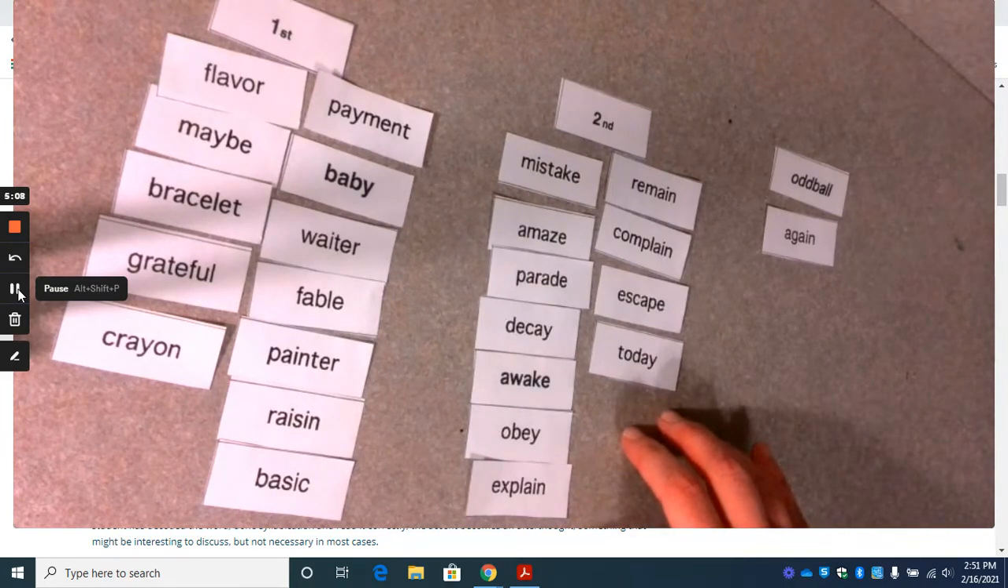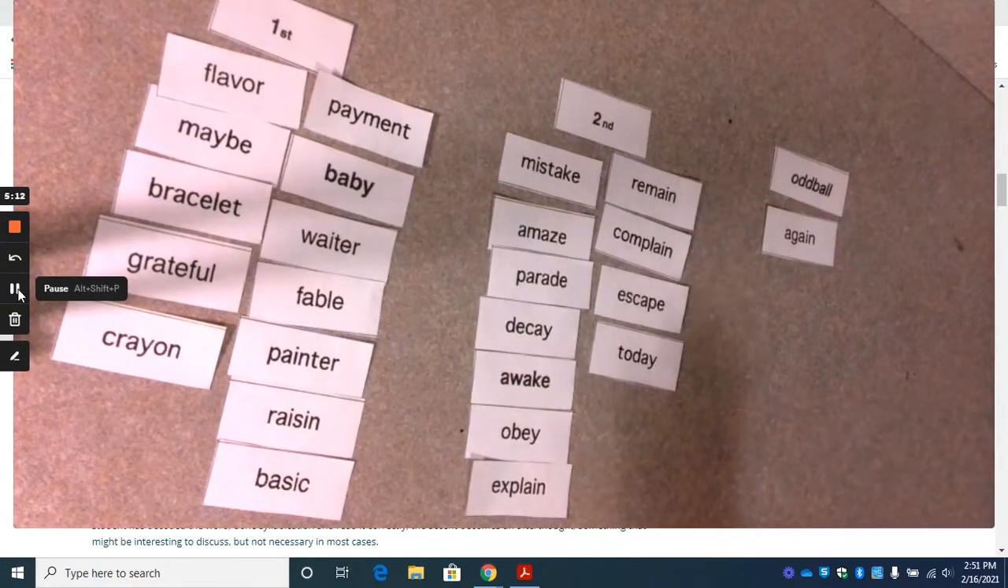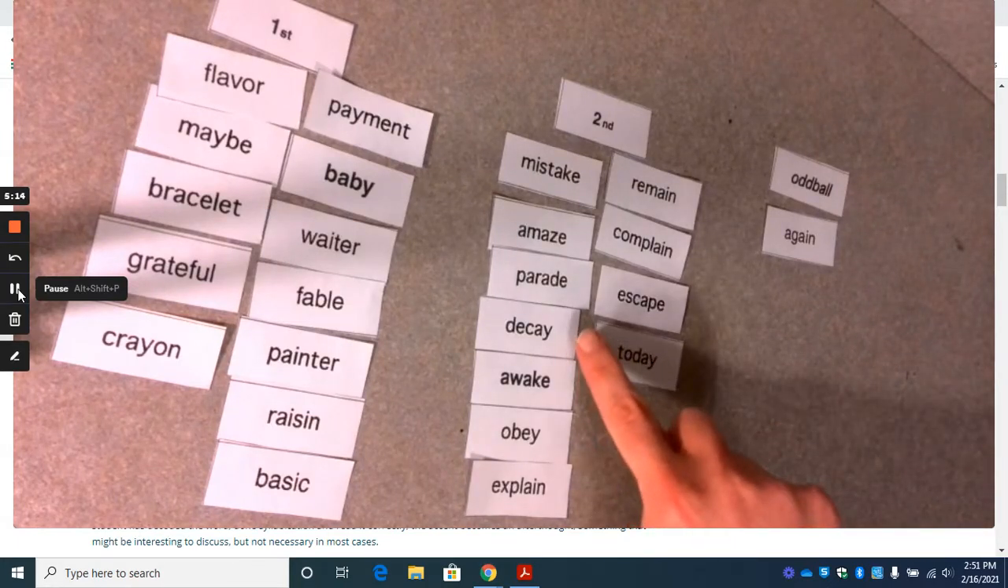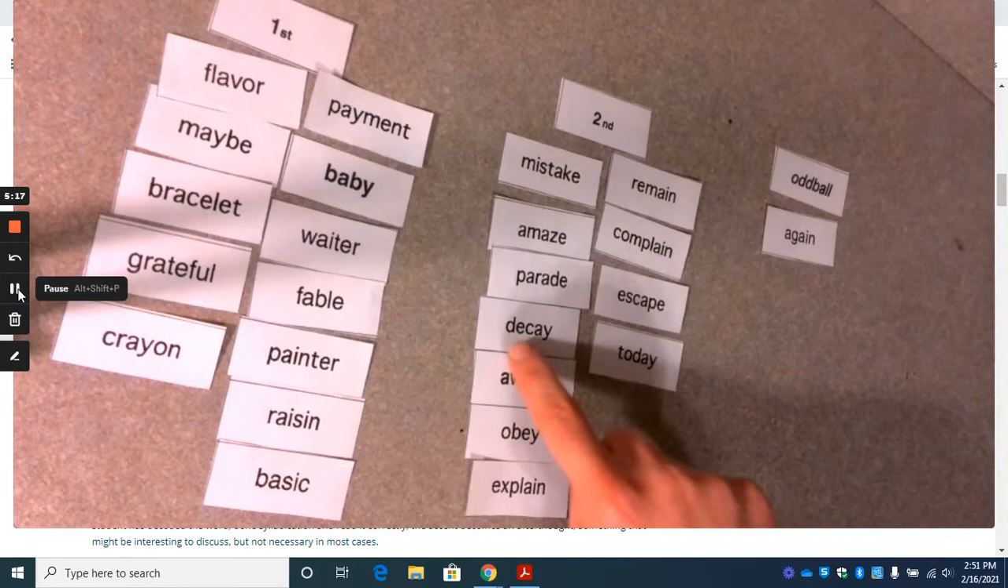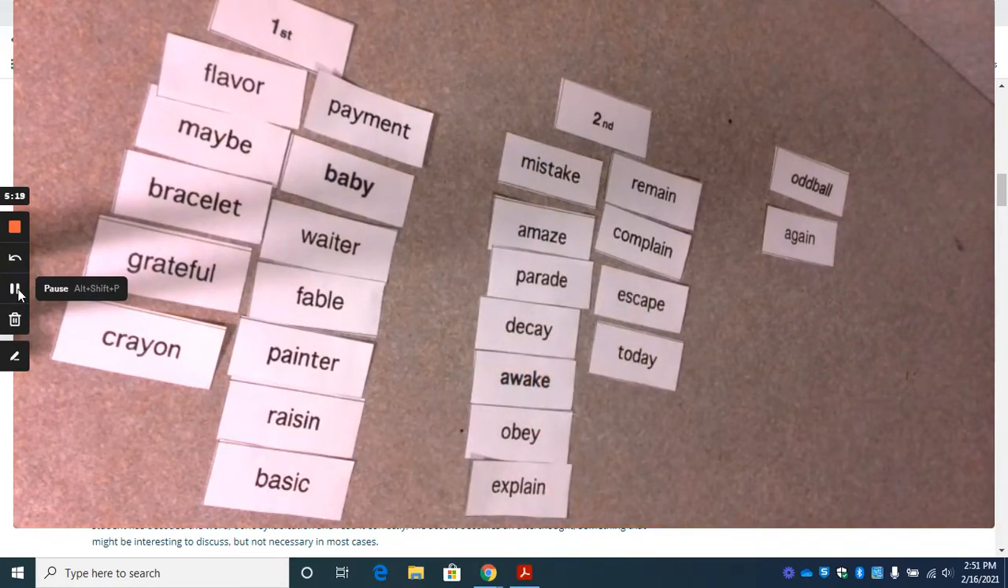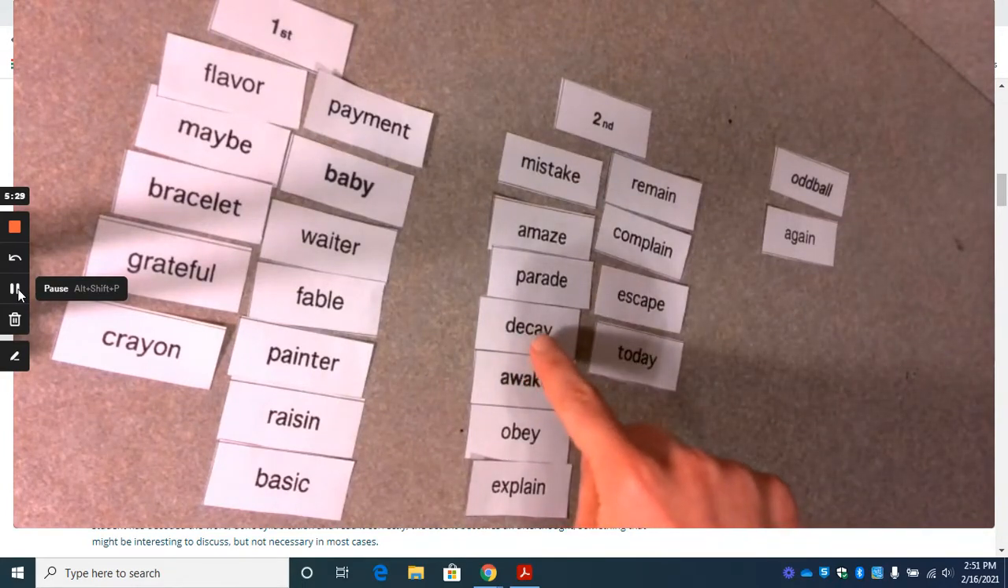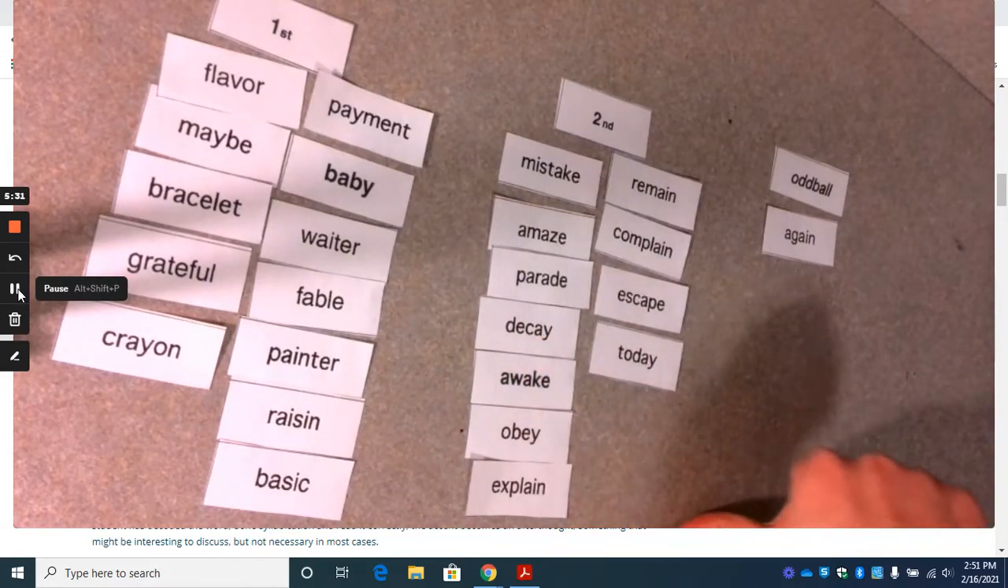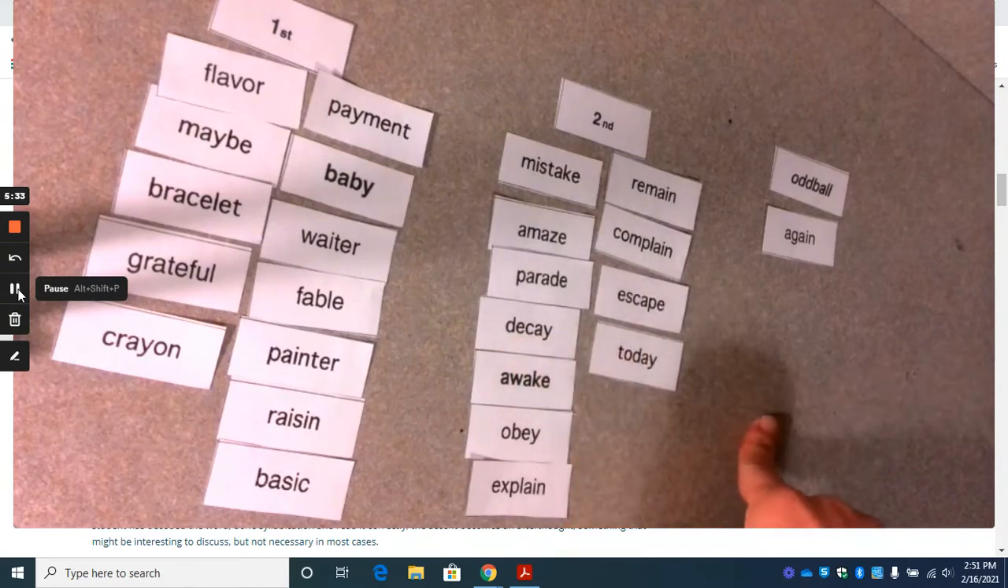Let's take a look at some of the words in our second syllable accent. Got the word decay. DE is actually a Latin word part that means from. So we're not going to go through and study all of our Greek and Latin elements right now, and just know that oftentimes when the second syllable is accented, there is usually a Greek or Latin element at play, either in the beginning or end.